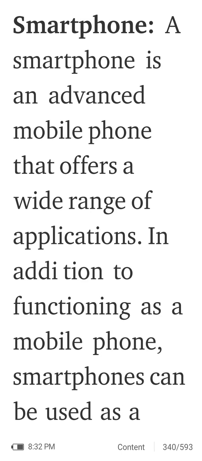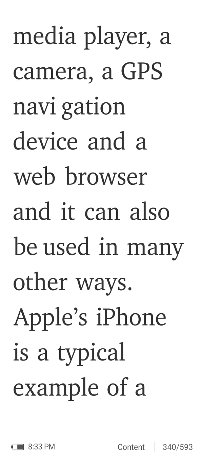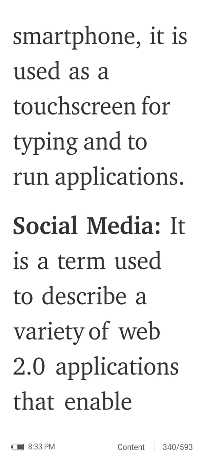Then server. It is a computer which provides services to other computers, which are known as clients. Then smartphone. A smartphone is an advanced mobile phone that offers a wide range of applications. In addition to functioning as a mobile phone, smartphones can be used as a media player, a camera, a GPS navigation device, and a web browser. And it can also be used in many other ways. Apple's iPhone is a typical example of a smartphone. It uses a touch screen for typing and to run applications.